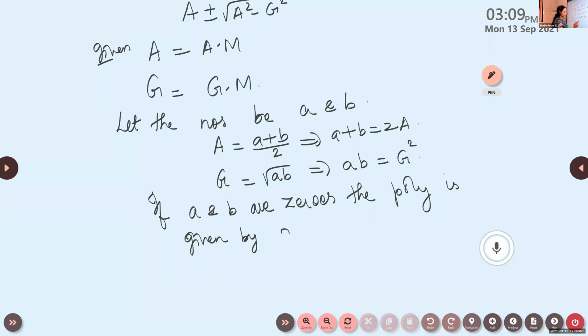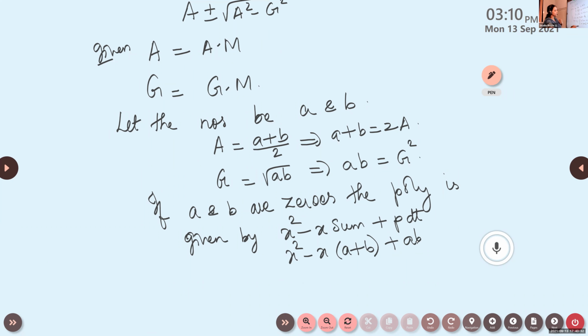So it's given by x square minus x into the sum of the zeros plus the product. If alpha and beta are zeros, we write x square minus x into alpha plus beta plus alpha beta. So here instead of that it is a plus b, plus ab. We want to find the value of a and b. We don't know a and b. So what do you do? We are going to form a polynomial whose sum and product are given. If you solve that equation, we will get a and b.